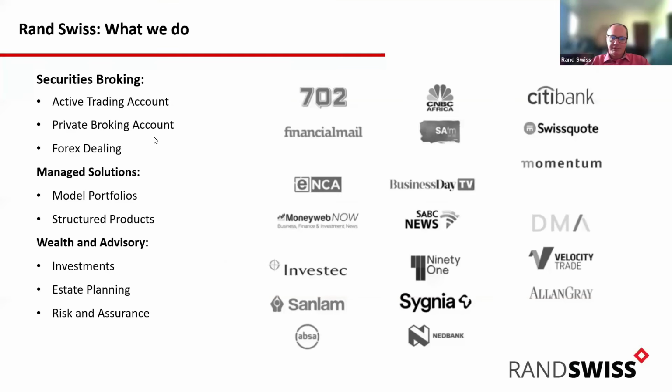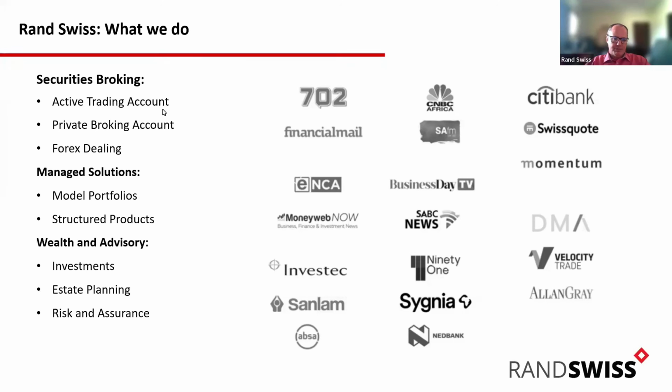So Rand Swiss, if you don't know who we are, very quickly, I think we have three pillars that you may or may not know. First, securities broking, which is the active trading or the private broking account. We lump forex dealing in there, the Rand dollar, Rand euro, Rand pound exchange rates, or whichever one, Aussie dollar, choose one, where we convert it for clients on very good rates. We lump that together in securities broking. So that's the one pillar.